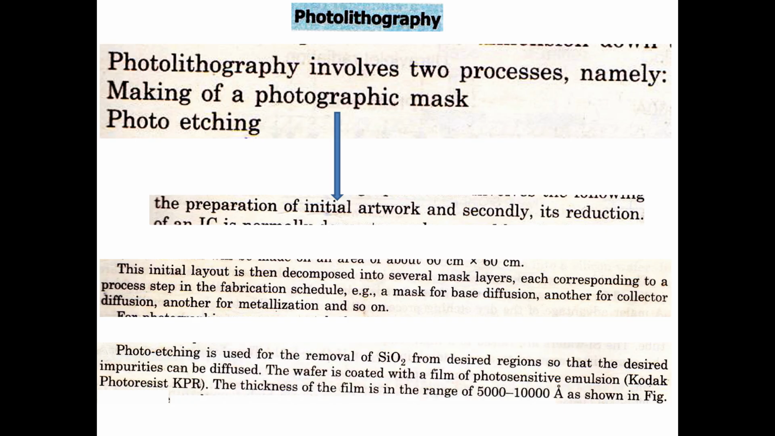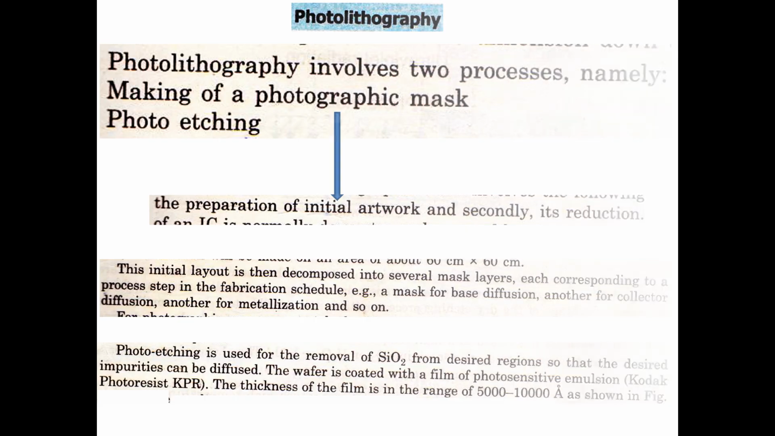Photo etching is used for the removal of SiO2 from the desired regions so that the desired impurities can be diffused. The wafer is coated with a film of photosensitive emulsion, Kodak photoresist. The thickness of the film is in the range of 5,000 to 10,000 angstrom.